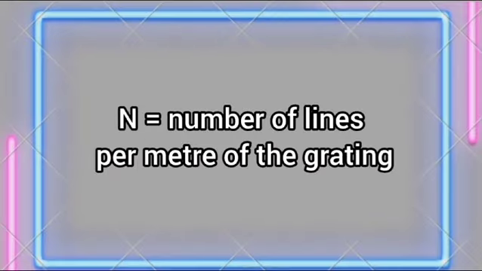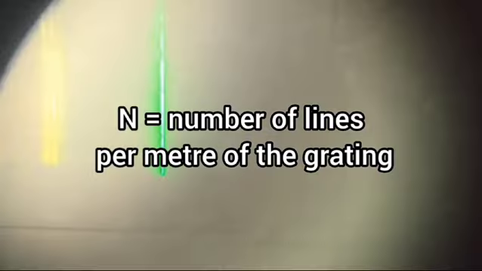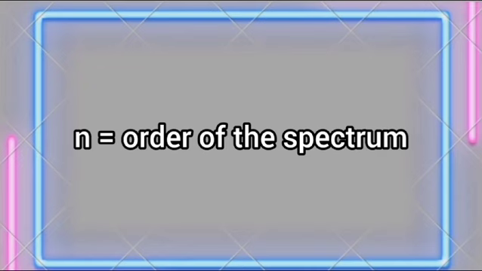We will find capital N, that is number of lines per meter of the grating, by assuming the wavelength of green line as 5461 Angstrom. And we are taking the first order of the spectrum, so small n will be 1.